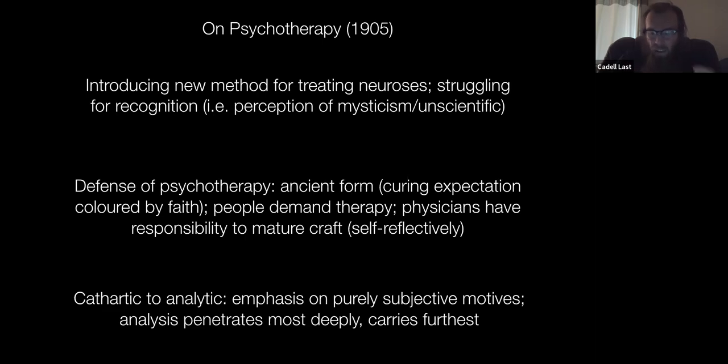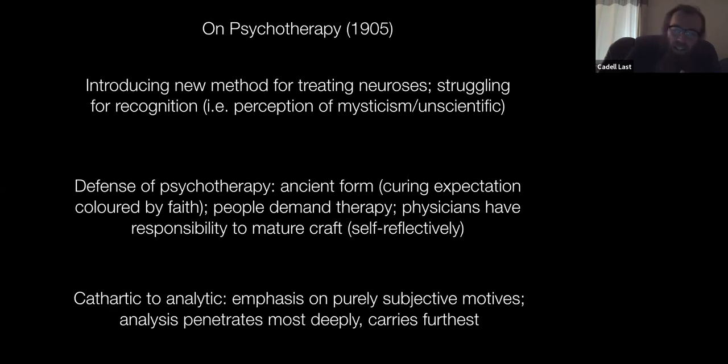What is that? People get expectations, things that don't exist, and then they have faith in this, and then they become sick because of their own expectations. So that's very interesting. I'd like to go into that a little deeper later.